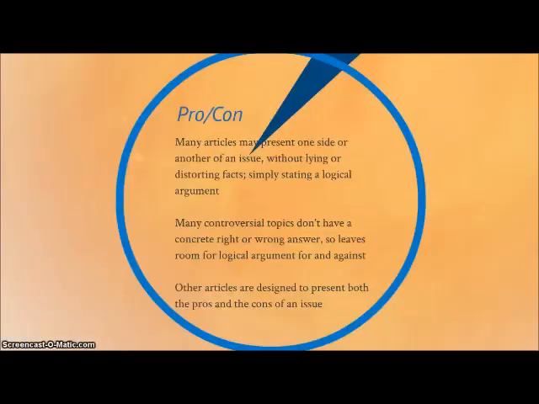Some articles might present one side or another of an issue, but they do this without really using a lot of bias. They're not lying or distorting facts. They are simply creating or stating a logical argument on one side or another of the topic. The reason for this is that there are a lot of controversial topics that don't really have a concrete right or wrong answer, so there is room for logical argument.